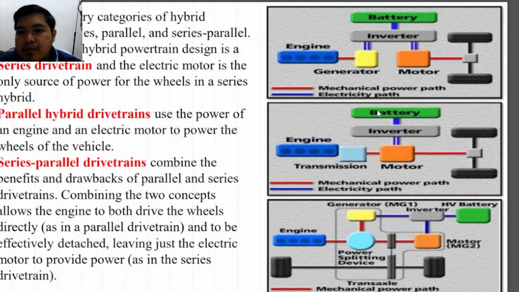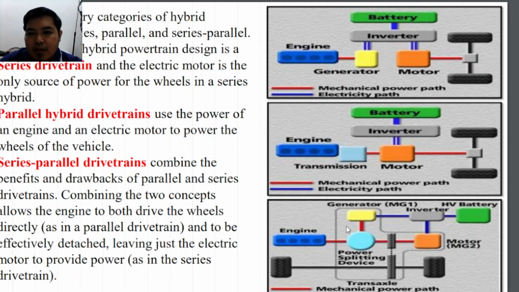So this one is the layout for the series. They consist of engine and motor, generator, battery and inverter. So in series, this one is a parallel type. Parallel hybrid drivetrain uses the power of an engine and electric motor to power the wheel of the vehicle.